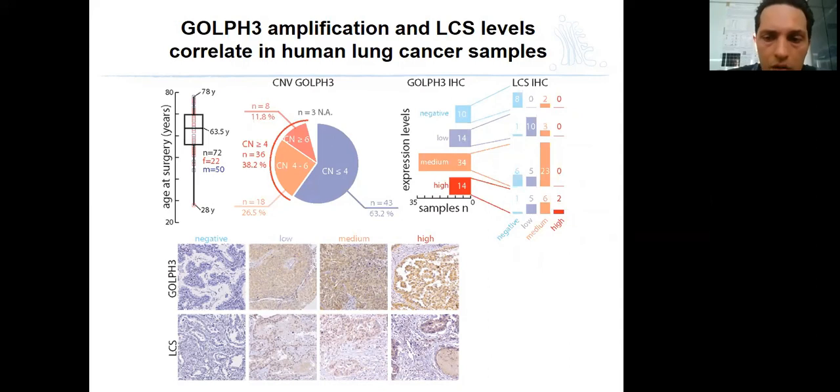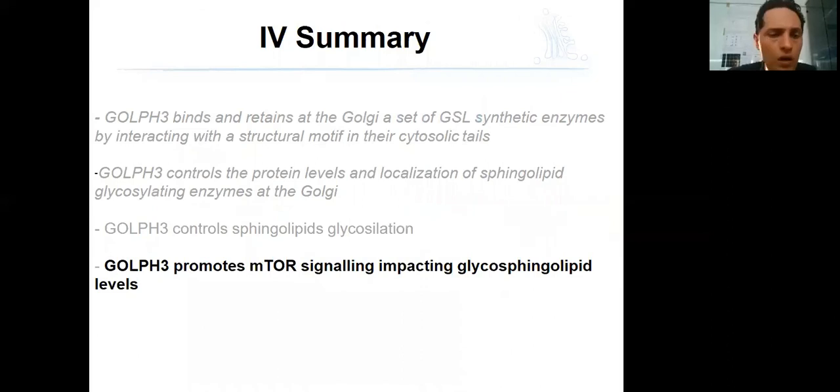We cut the sections and stained for GOLPH3. And we found out that when there is a lot of GOLPH3 protein-wise, there is also a lot of lactosylceramide synthase. So both GOLPH3 and LCS levels correlate in human lung cancer. And this can be easily explained by the mechanism that I showed you so far. So now we also know that GOLPH3 promotes mTOR signaling, impacting on glycosphingolipid levels.